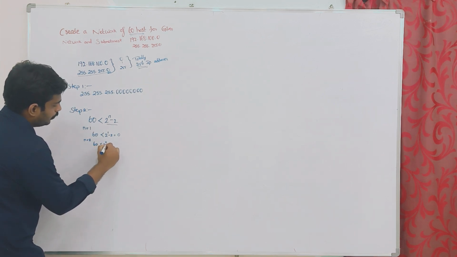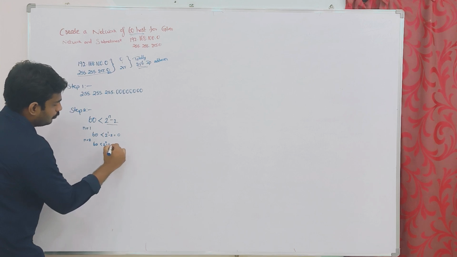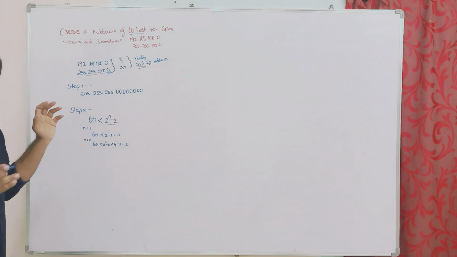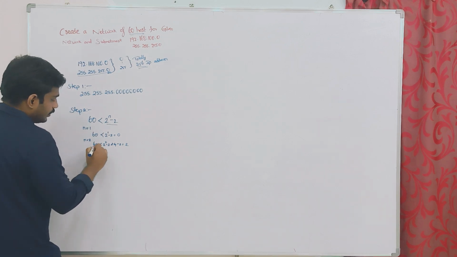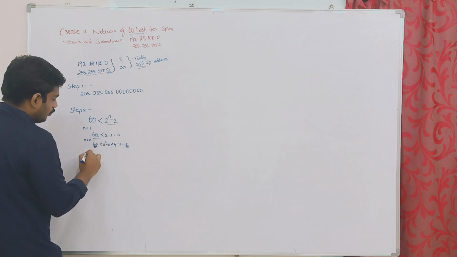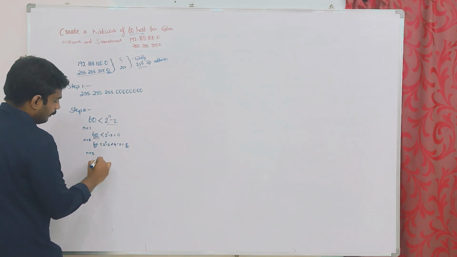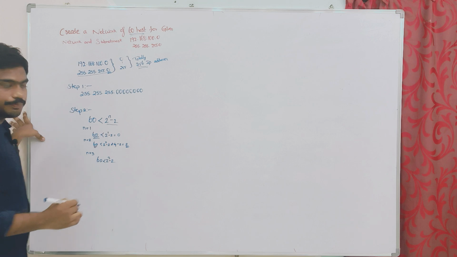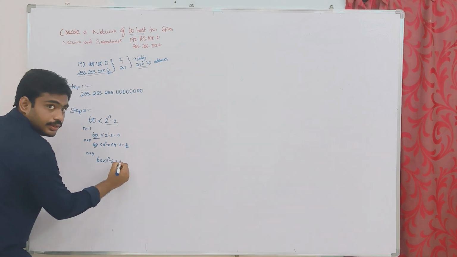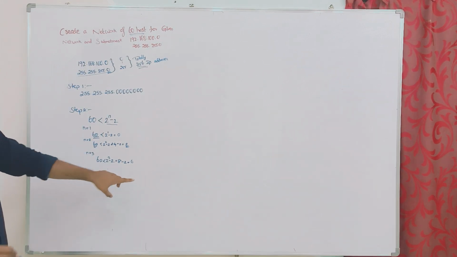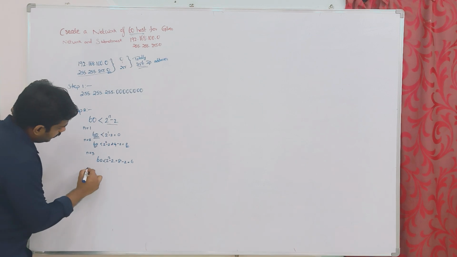2 power 2 minus 2: 4 minus 2 will be 2. Is 2 enough for 60? No. Now n equal to 3. 2 power 3 minus 2 is 8 minus 2, which is 6. Is 6 enough for 60? No, obviously not. We keep on increasing.